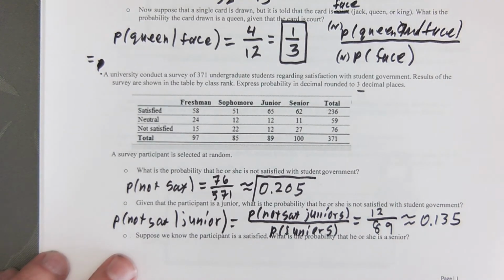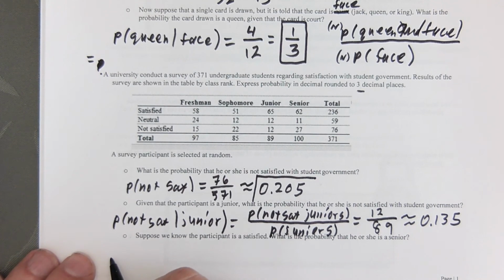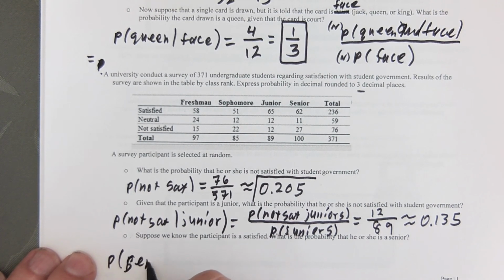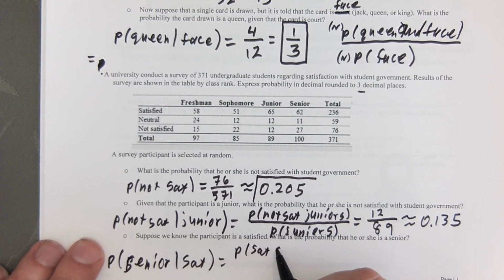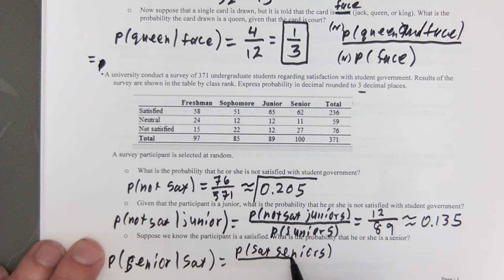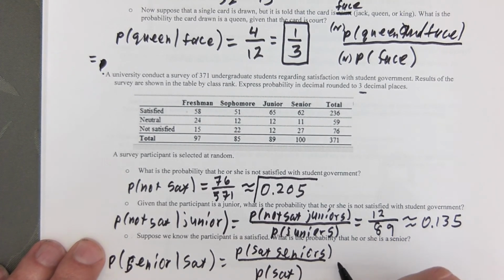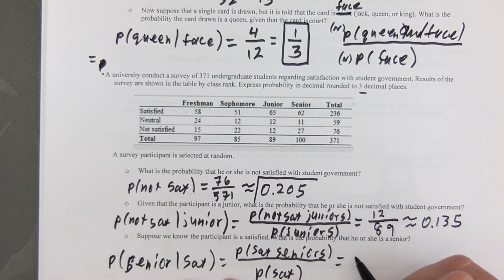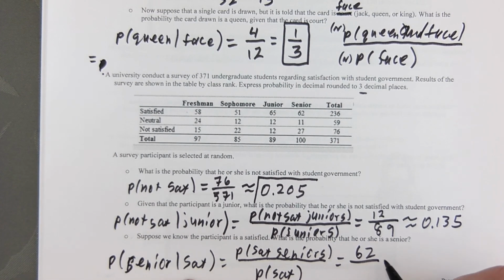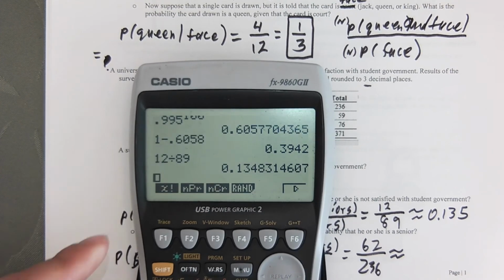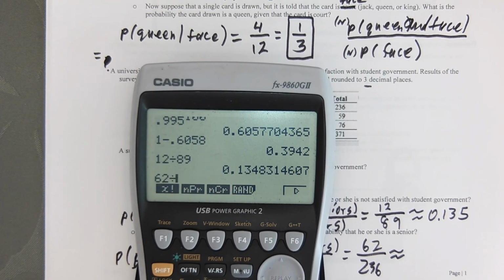Suppose we know that a participant is satisfied. What is the probability that he or she is a senior? So this is kind of flipped around. The probability that they're a senior, given that they are satisfied with the student government. So this is the probability of satisfied seniors divided by the probability of satisfied students. And I'm using the number count, not the probability, obviously. So how many satisfied seniors are there? Here's seniors. Satisfied is 62. Satisfied total, 236. Once again, 62 divided by 236.